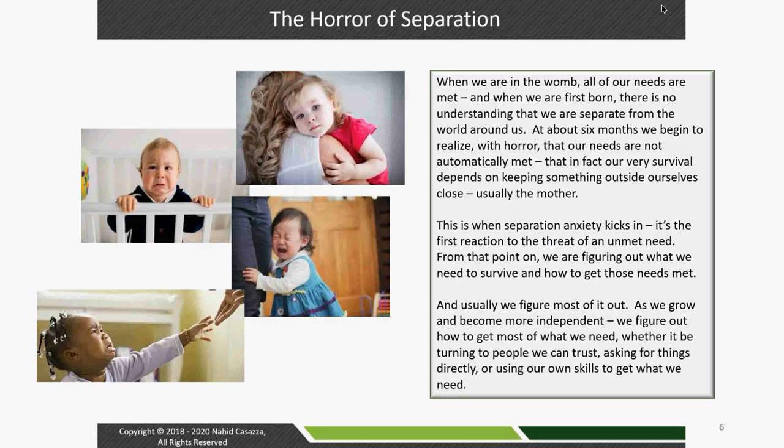As we grow up, we start figuring out how to get our needs met by ourselves. And that's an empowering time. So typically as a child, we feel separation anxiety, but then we start realizing it's not only mom that needs to meet these needs. There are other ways that we can get the needs met. There are other people in the world that will help us get our needs met.